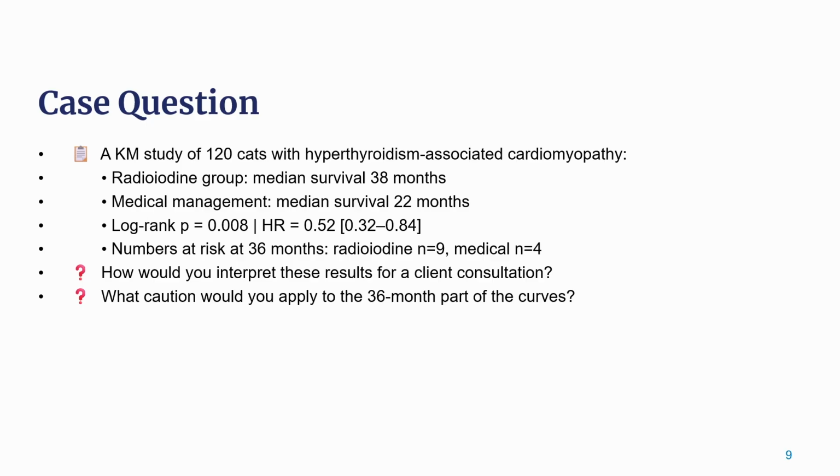The practical message: radioiodine appears to offer a meaningful survival advantage in this population, supported by a reasonable sample size in the earlier time periods. The data beyond 30 months should be interpreted with caution. The key takeaway is this: always look at where the numbers at risk get small. That's where you stop trusting the curve.